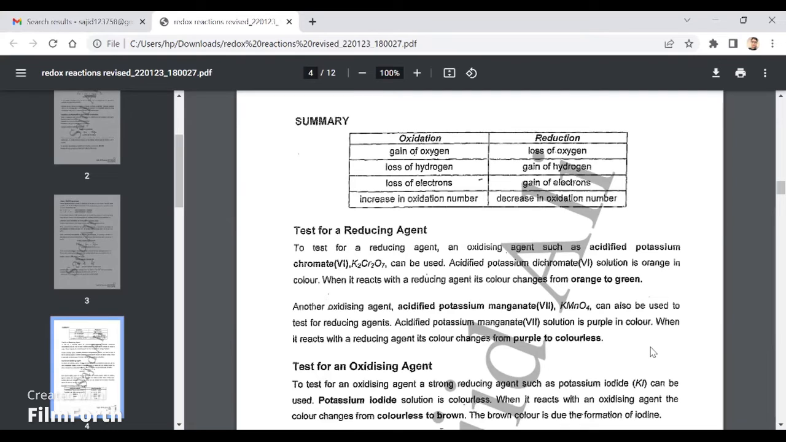Purple to colorless. It turns purple to colorless. Abdullah, you have to remember, you have to memorize these color changes.